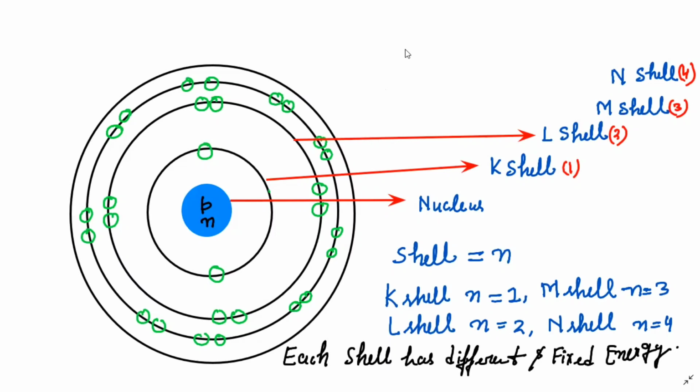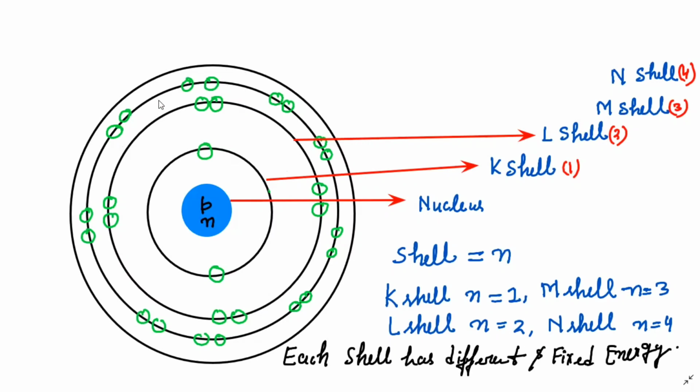I'll explain this more. The first shell, the K shell, is close to the nucleus and has less energy, so it is small. That's why only two members can stay in this house, meaning only two electrons can be in this shell. Now the L shell is a little bigger and has more energy. So 8 members can stay in this house, meaning 8 electrons can be in this shell.